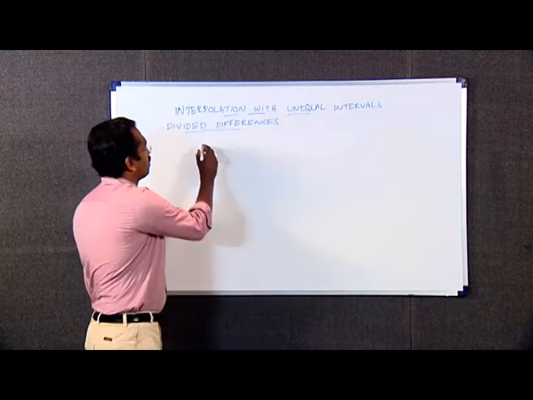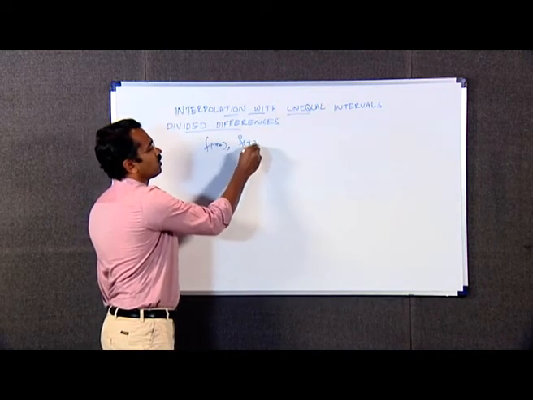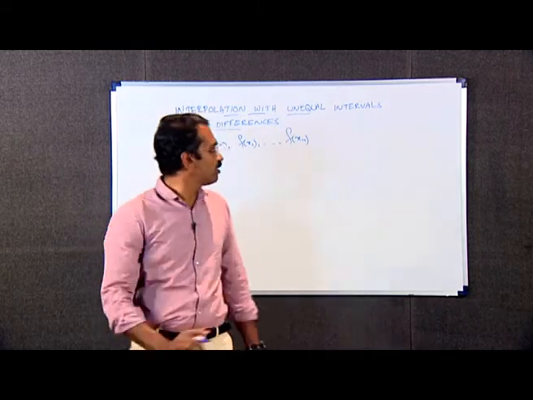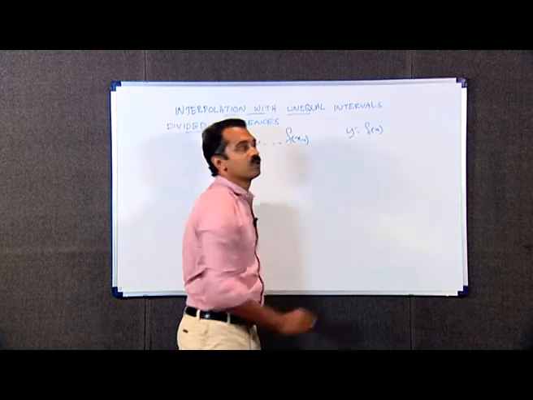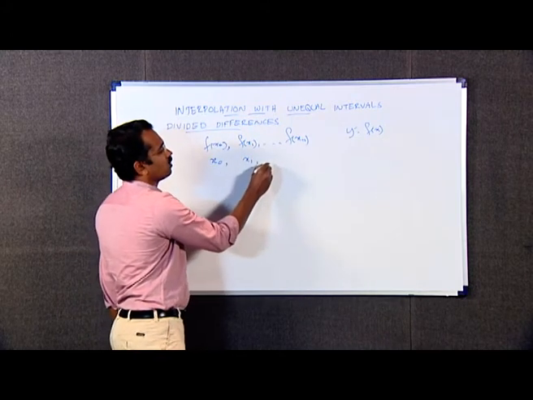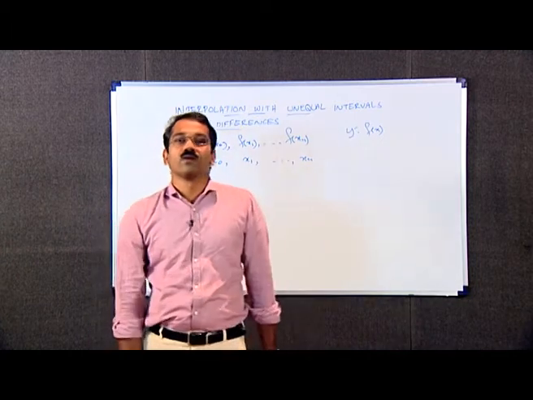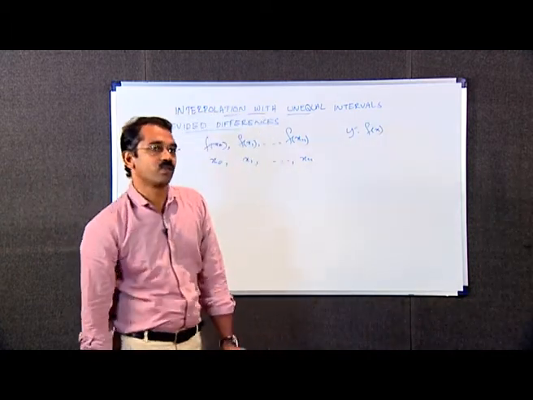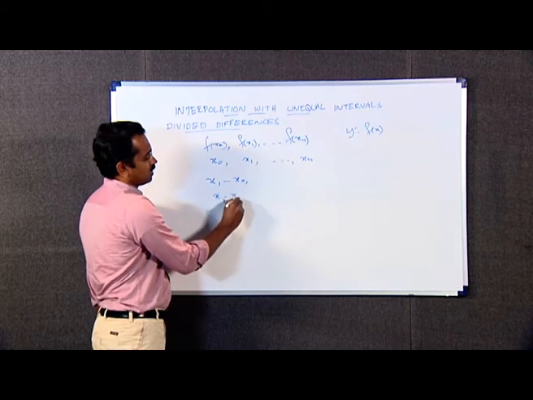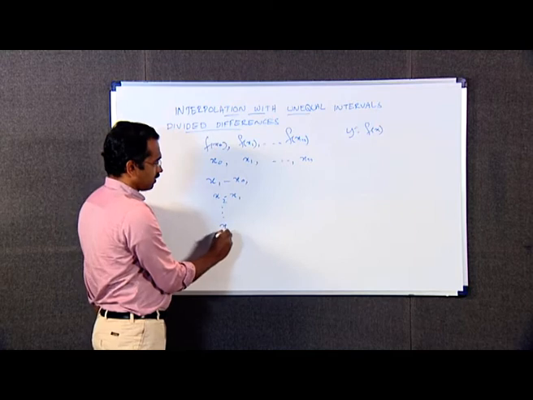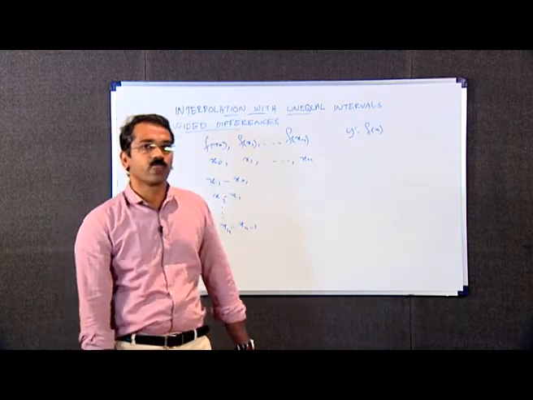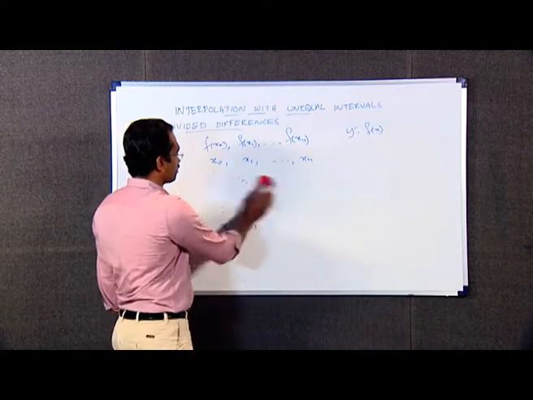Let f of x naught, f of x1, etc., f of xn be the n values of a function y equal to f of x corresponding to the arguments x equal to x naught, x1, etc., xn, which are not necessarily equally spaced, that is x1 minus x naught, x2 minus x1, etc., xn minus xn minus 1 are not necessarily equal.